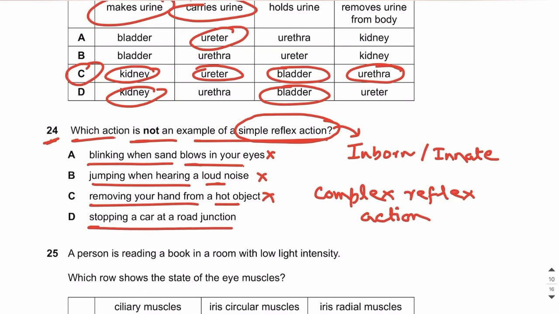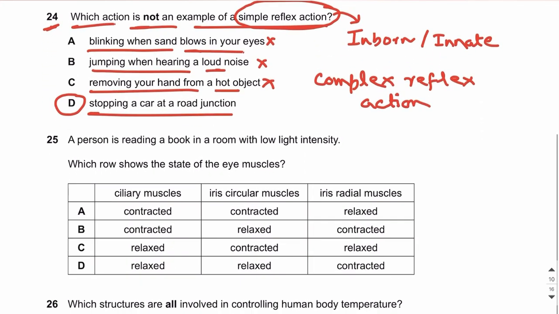Stopping a car at a road junction. If you suddenly stop a car when you see a road junction, that is a learned reflex because you learned to drive, right? So this is a complex reflex action. The answer is D. Let's move on to MCQ number 25.